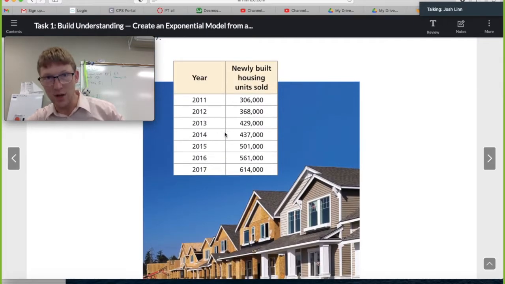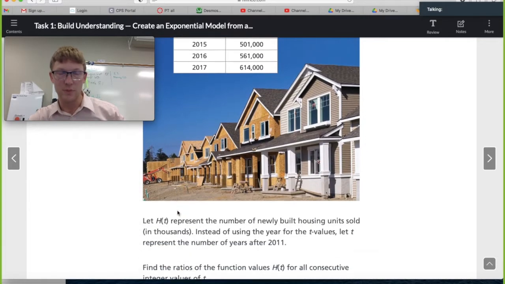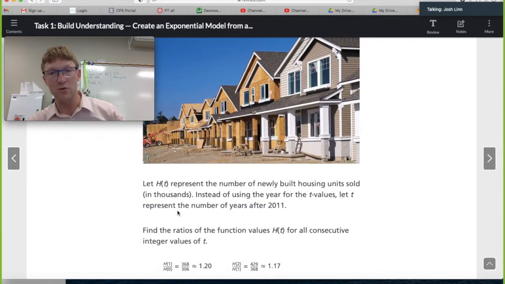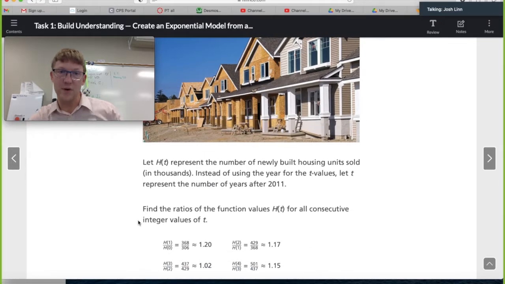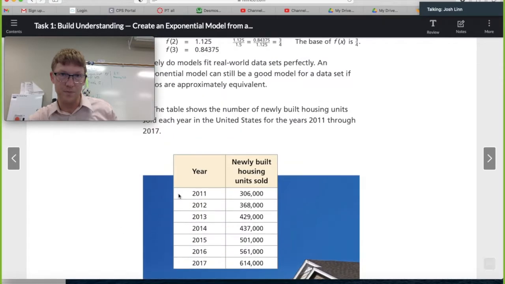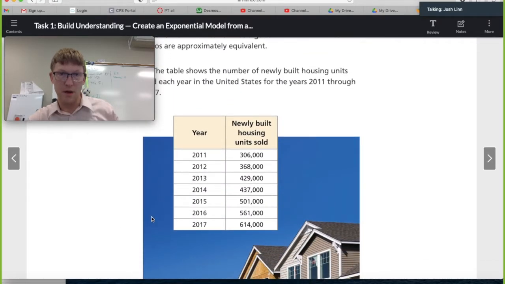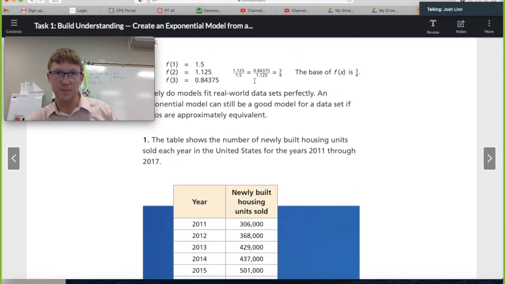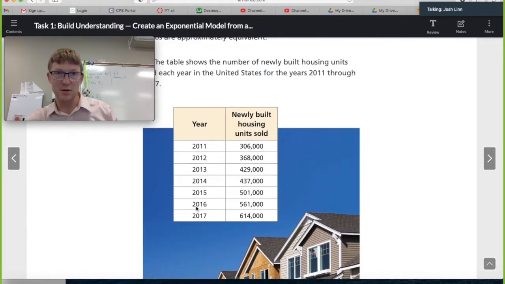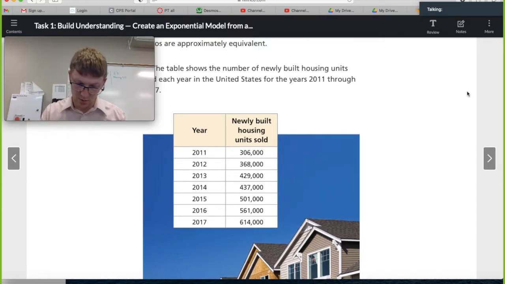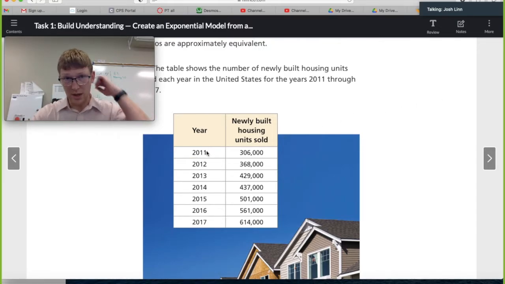Again, if I tell you that it is an exponential growth function, or even just an exponential function, period, whether it's growth or decay, you should be able to figure it out. So we can say let h of t represent the number. Then we just find 2 consecutive ones. So this first one, they took 0 and 1. By the way, they defined their t as t equals 0 is 2011. So this would be like 0, 1, 2, 3, 4, 5, 6. Just an FYI.